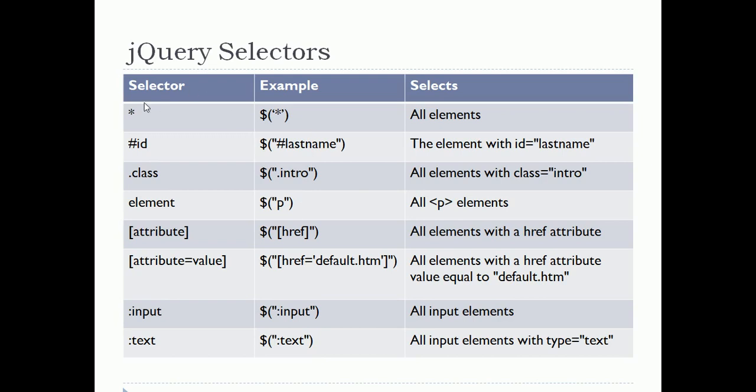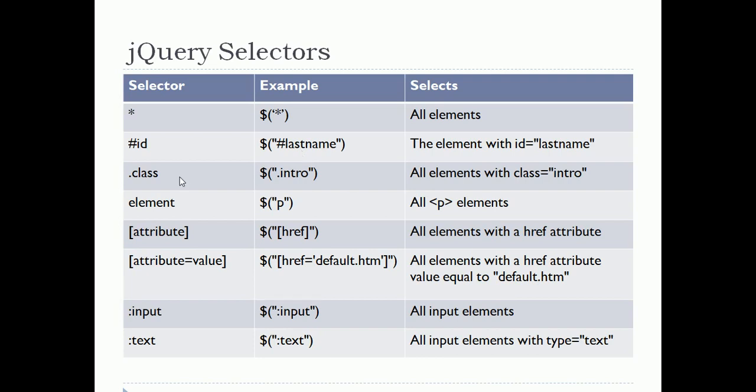As I told you, this is the universal selector. You will mention it in this way and it will select all the elements. Now look at how the ID selector is defined. With the help of hash, the ID selector is defined. So here it will select an element which has the ID last name. Remember one thing, whenever you are using the ID selector, you definitely get a single element only.